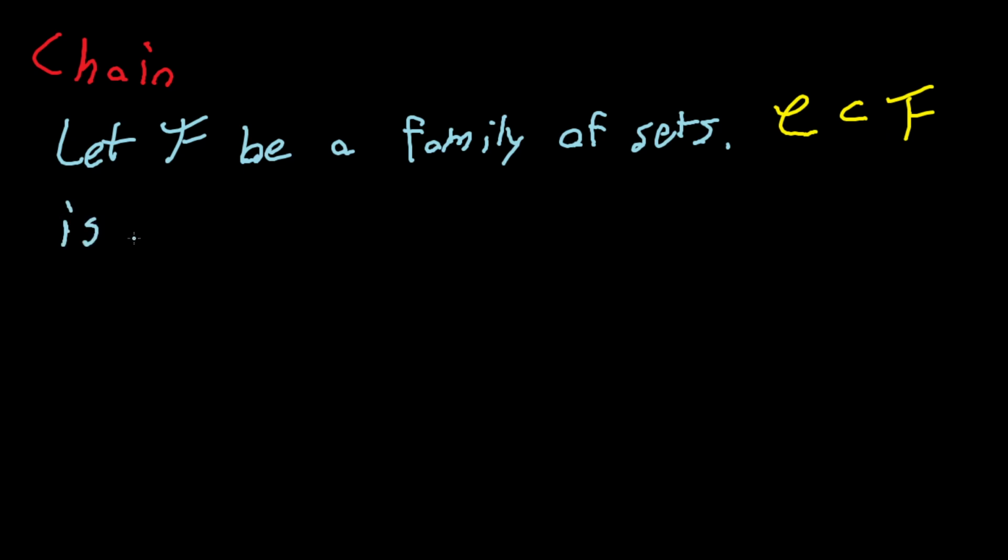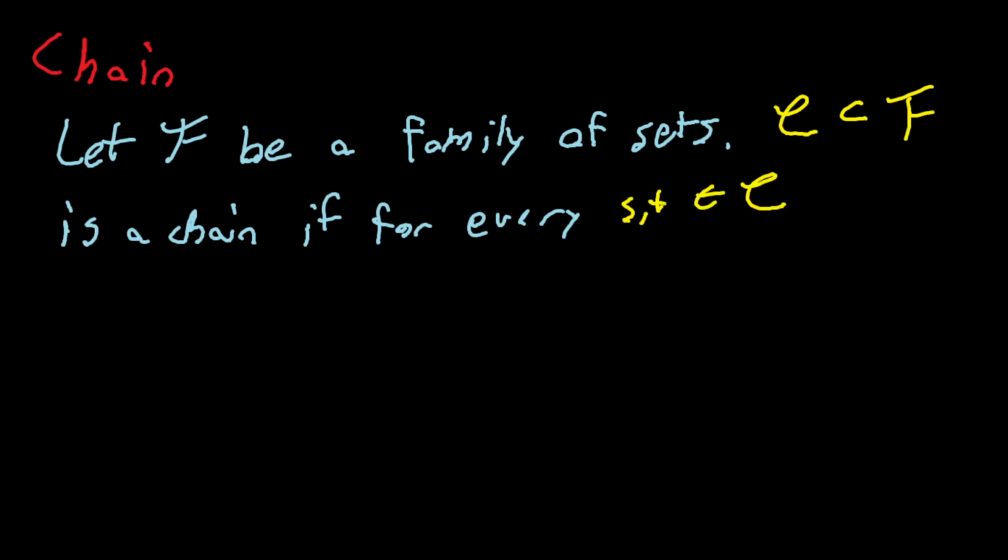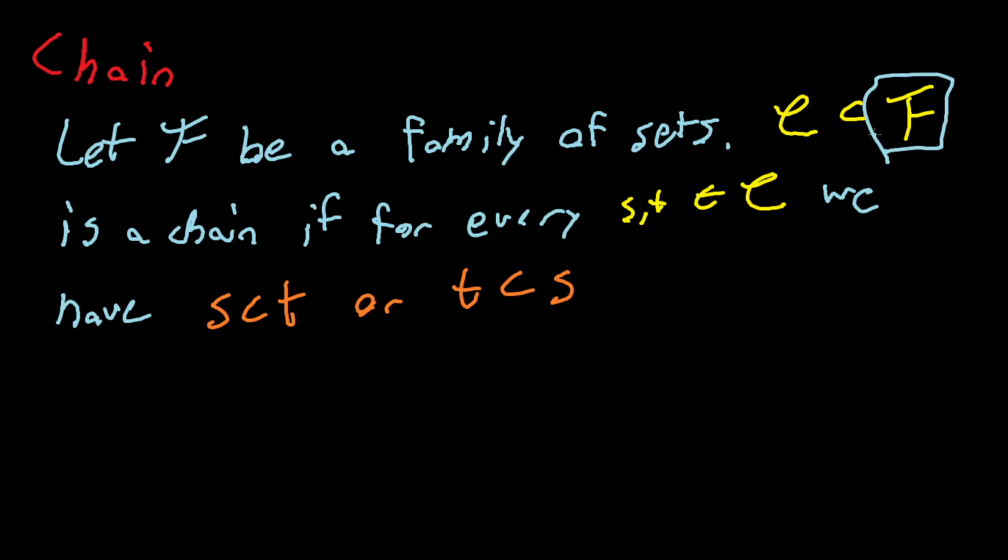C is a chain if for every S and T in script C, where S and T are sets, we have S subset T or T subset S. So a chain is, a general collection of sets does not have the property that for any two sets, one is a subset of the other.